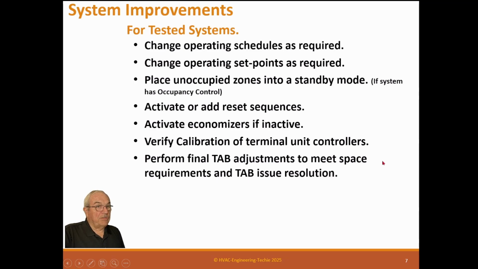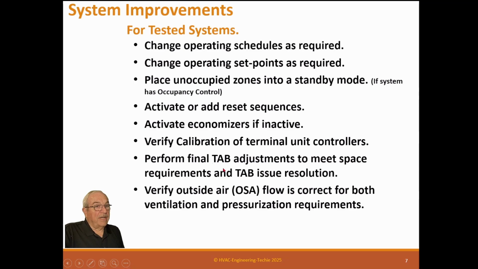Perform final TAB adjustments to meet space requirements and TAB resolution. So you need to fix anything you found with TAB. Now, on most of our jobs, we end up doing a full TAB and full control analysis no matter what, because we end up with so many problems with them, it's just easier to take care of it. Verify outside airflow is correct for both ventilation and pressurization requirements so that the building has the proper pressure, which helps energy and it helps comfort within the building.